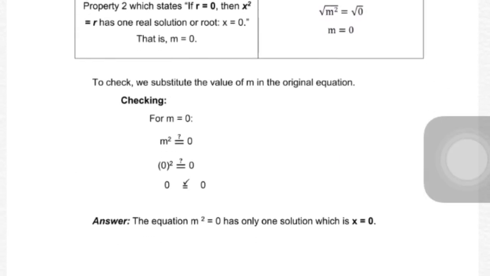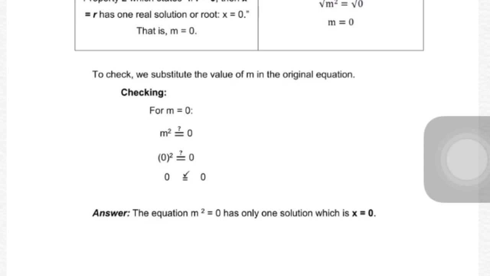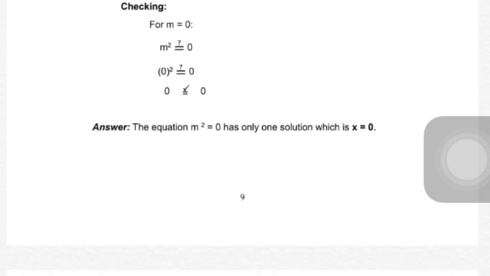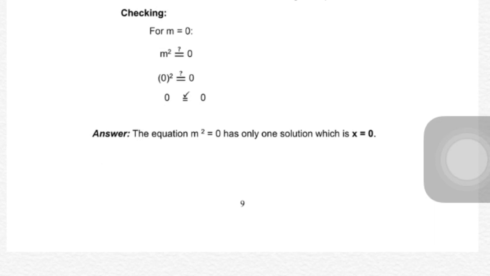So automatically, if the value of r is equal to 0, it means that the solution is equal to 0. Now to check, you can substitute m with 0. So if m is equal to 0, 0 squared is equal to 0. So 0 is equal to 0. So our answer here, the equation m squared equals 0 has only one solution, which is x equals 0.